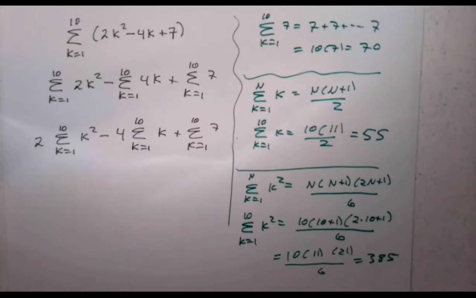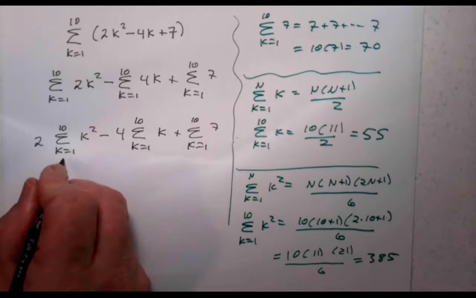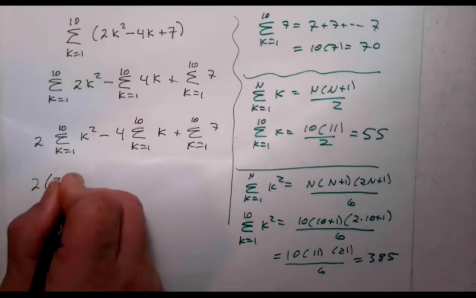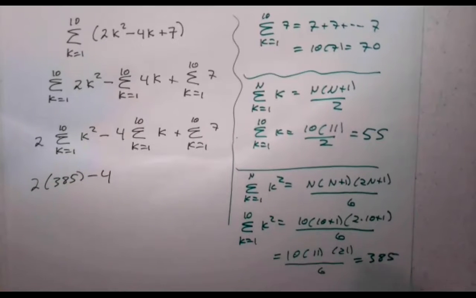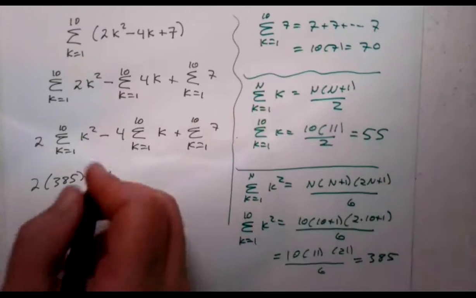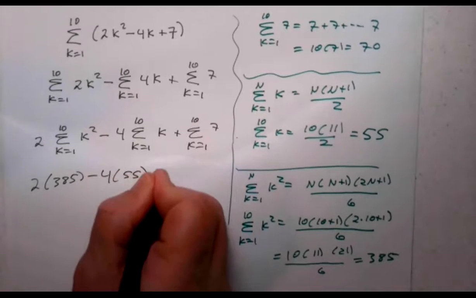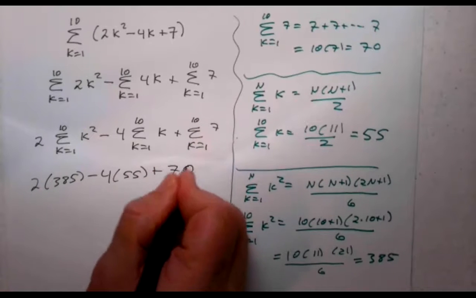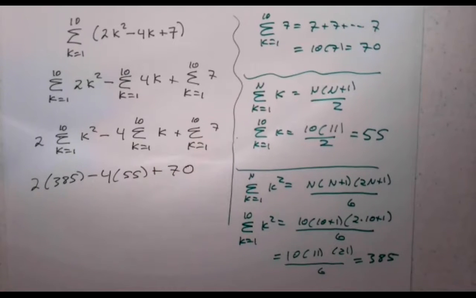So now we can go ahead and make all of our substitutions. We have 2 times the sum as k goes from 1 to 10 of k squared, we said was 385. Minus 4 times the sum as k goes from 1 to 10 of k, we said was 55. Plus the sum as k goes from 1 to 10 of 7 is just 70. So let's put all of that together. 2 times 385 minus 4 times 55 plus 70 gives me 620.